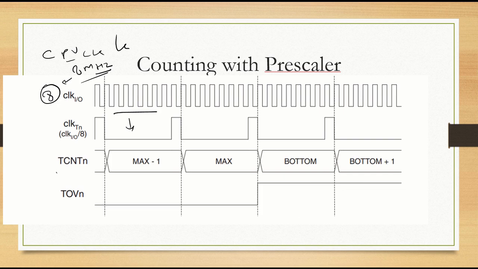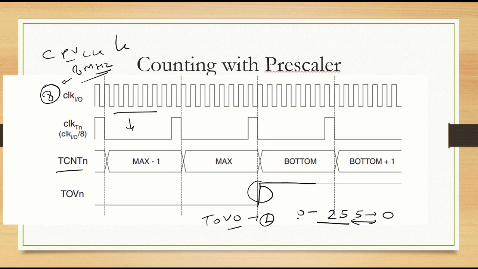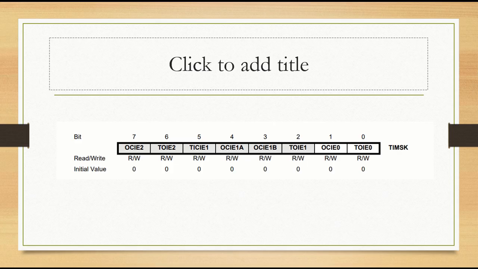So in the case of TCNT0, the minimum count will be 0 and the maximum count will be 255 because it's an 8-bit register. After 255, the count will become 0. So during this transition process, this overflow flag will become 1. So this TOV0 for timer 0, this will become 1. So we can identify the end of counting cycle. Then we can also generate interrupt at the end of counting cycles.